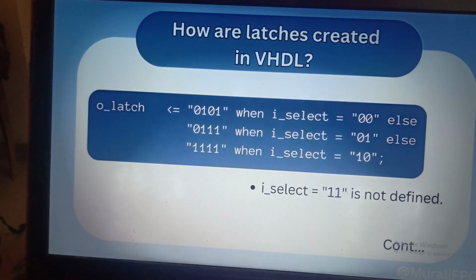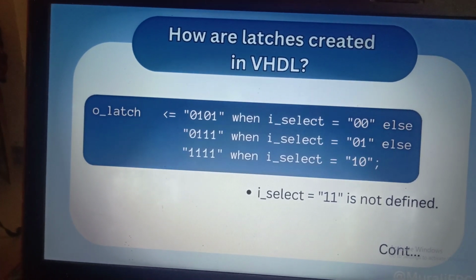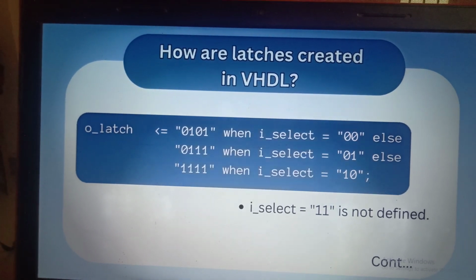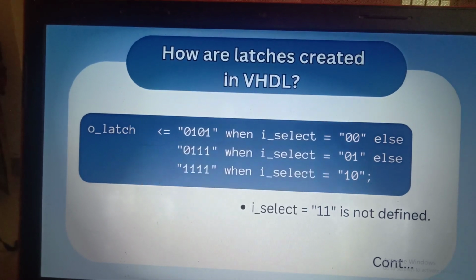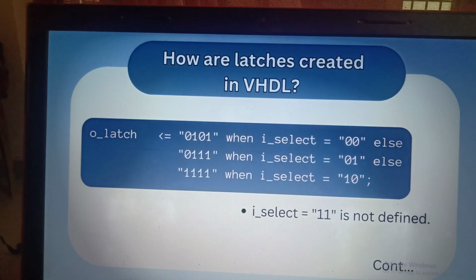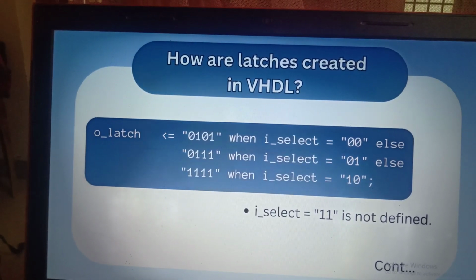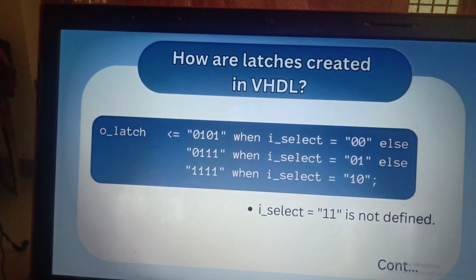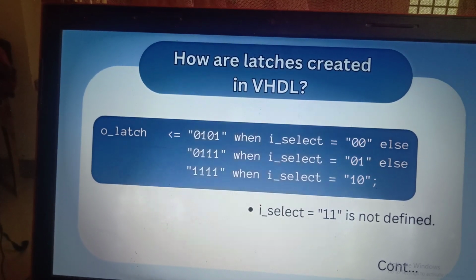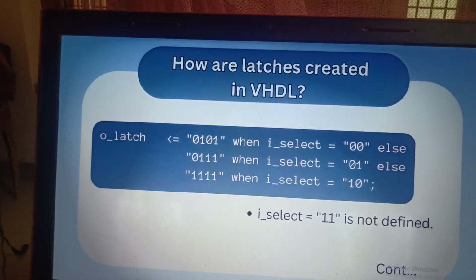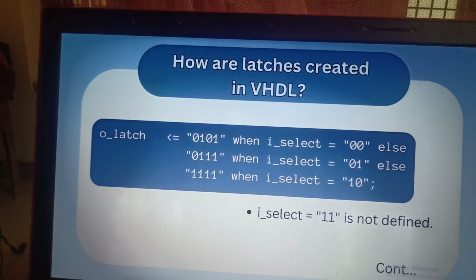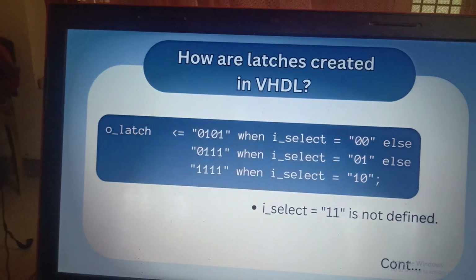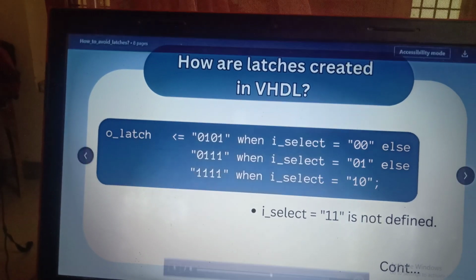Another example: o_latch is less than or equal to 0101 when i_select is equal to 00, else 0111 when i_select is equal to 01, else 1111 when i_select is equal to 10. Talking about the select lines as in a mux, when i_select is 00 it is 0101, if i_select is 01 it is 0111, and if i_select is 10 it is 1111. The case 11 is not defined. So this is the output latch created in VHDL.